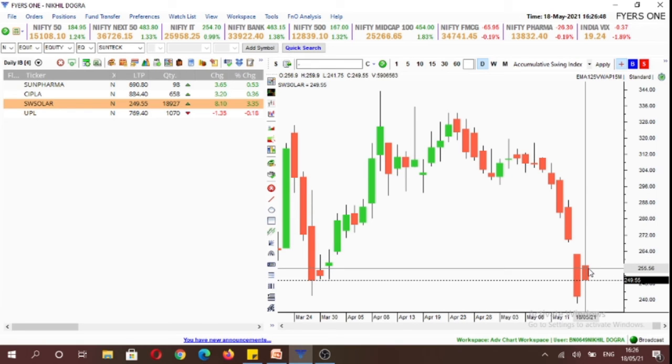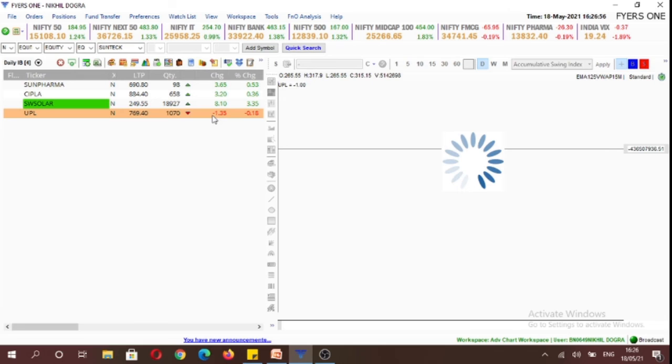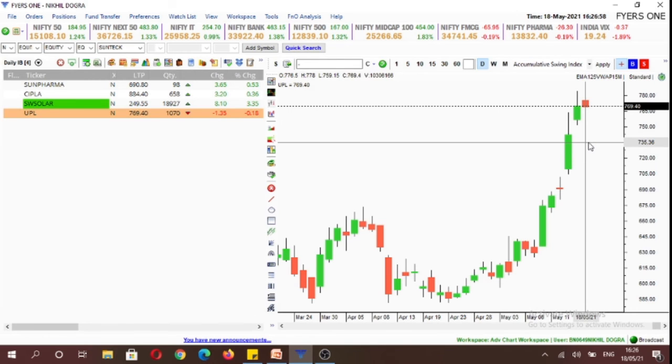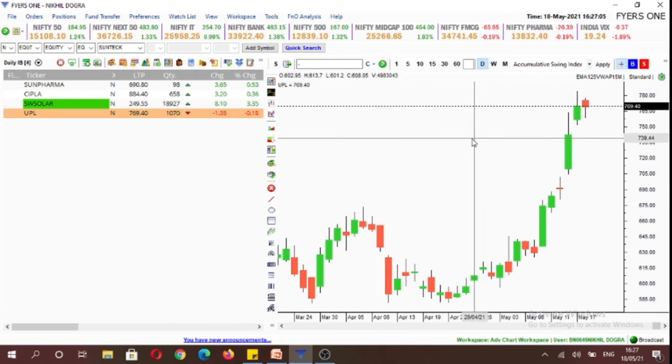Our third stock is SW Solar. We'll look for a buying opportunity above 259.95 or a selling opportunity below 241.65. And our final stock is UPL. We'll look for a buying opportunity above 778.1 or a selling opportunity below 759.1. So this is our neutral watch list.